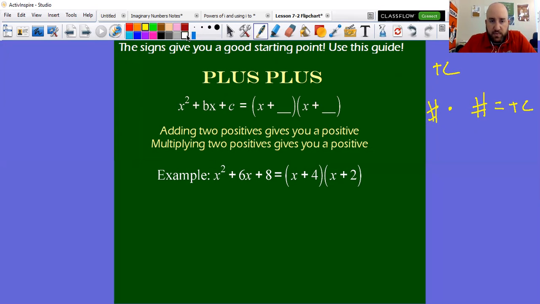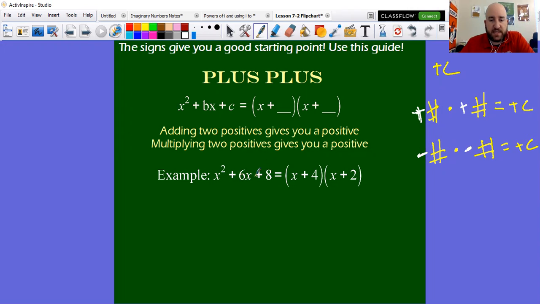Well, I know I can multiply a positive number times a positive number, okay? But I can also multiply a negative number times a negative number. That's the next slide, okay? So we'll get to that in a second.